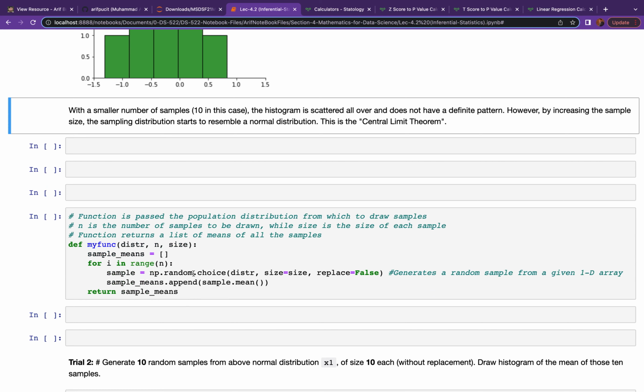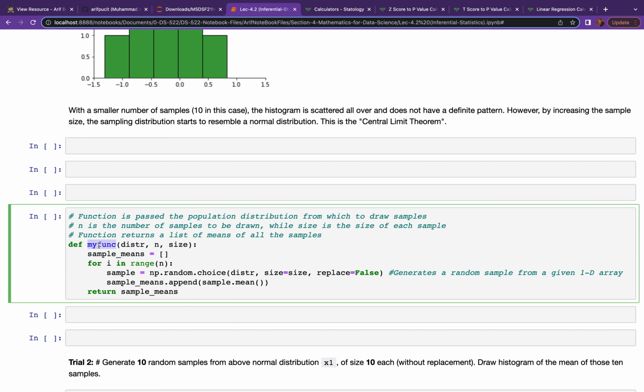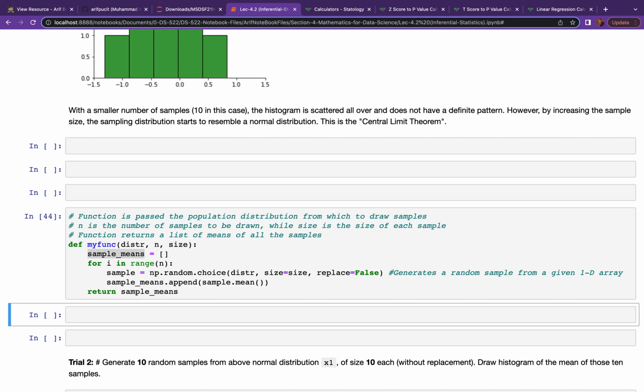Let me this time use a function. This function is passed the population distribution from which we want to draw the samples. N is the number of samples to be drawn, while size is the size of each sample. This function is going to return a list of means of all the samples. I hope this code is making sense to you all.